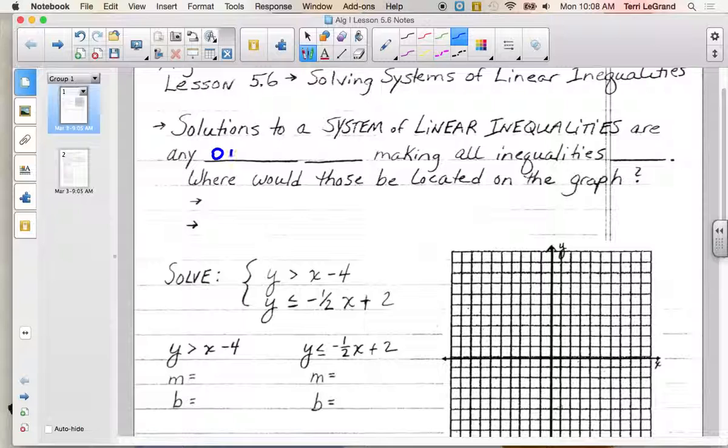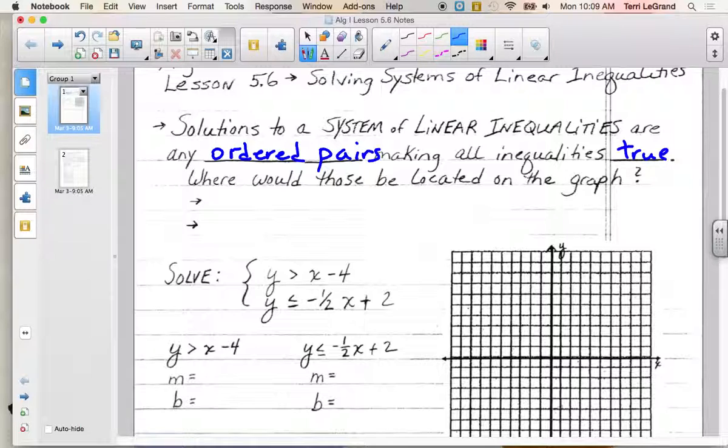ordered pairs making all inequalities true. So when we test a point, it can't just make one of the linear inequalities true. Now it has to make every linear inequality in that system true.